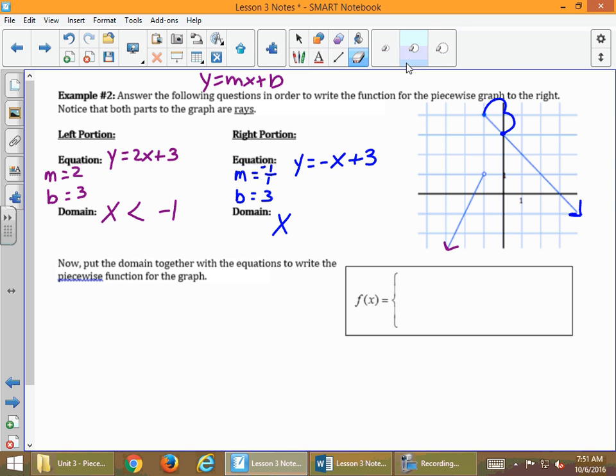So one defined endpoint, negative 1. And it's going towards what? Positive infinity. So all the numbers that are bigger than negative 1. So it's going to be greater than or less than? Greater than. Do we need a line underneath it? Yep. Closed point.